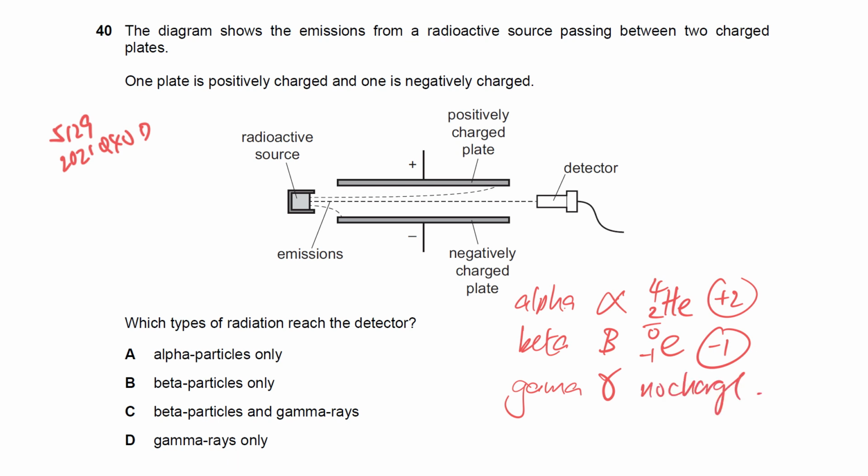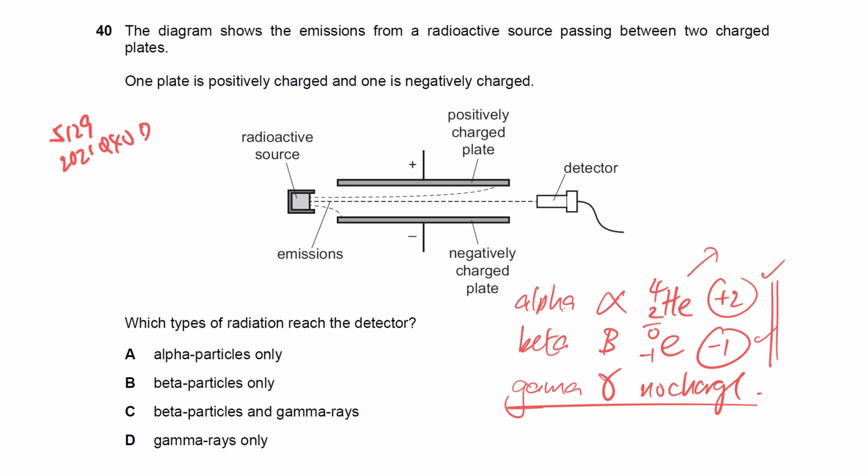So having said that, you should know that gamma will just pass through the electric or magnetic field without any bending, with no deflection. But on the other hand, because alpha and beta are charged, they will be affected by the electric field and magnetic field. But one thing to note is, since they are opposite charges, the direction of the deflection will be opposite for both.